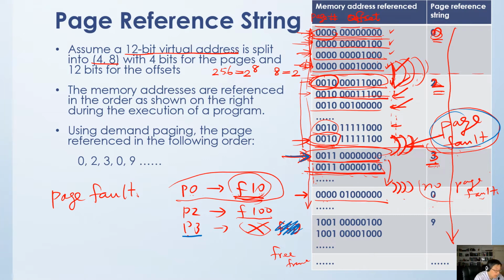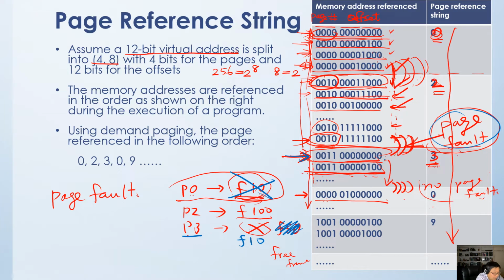Now, suppose this is not happening. Suppose we run out of physical frames, so that means the physical memory is full. Then we want to find a victim. And we find, okay, page 0 is in physical memory, in frame number 10, and we want to replace page 0 with page 3. So we want to kick page 0 out of frame number 10 and load page 3 into frame number 10.